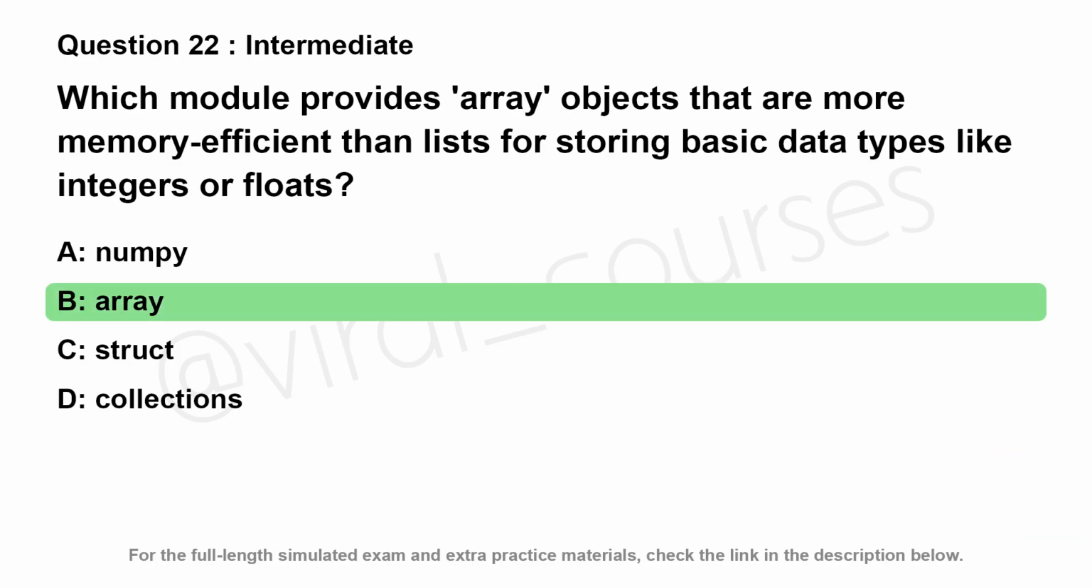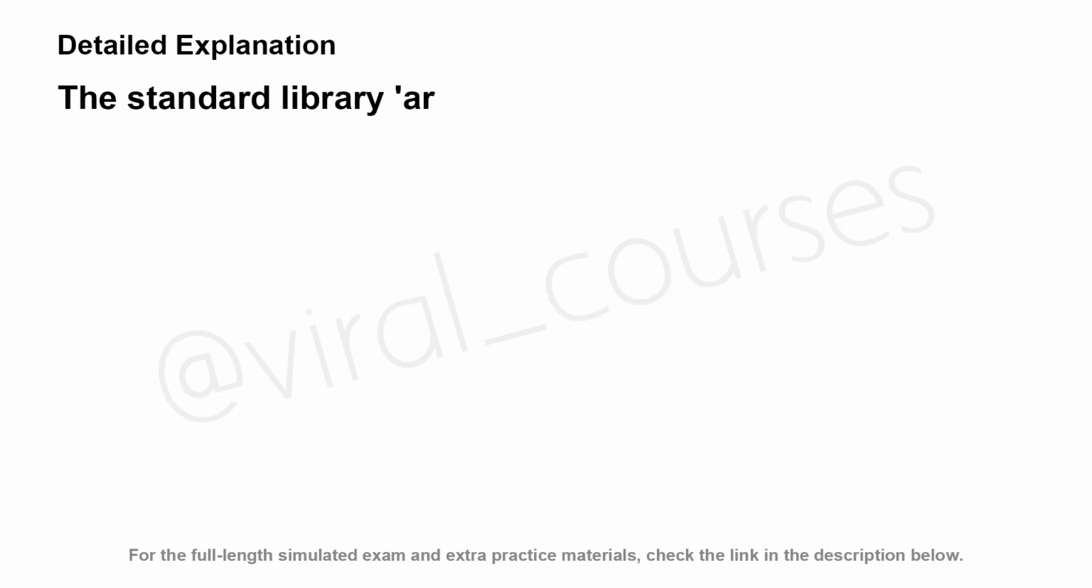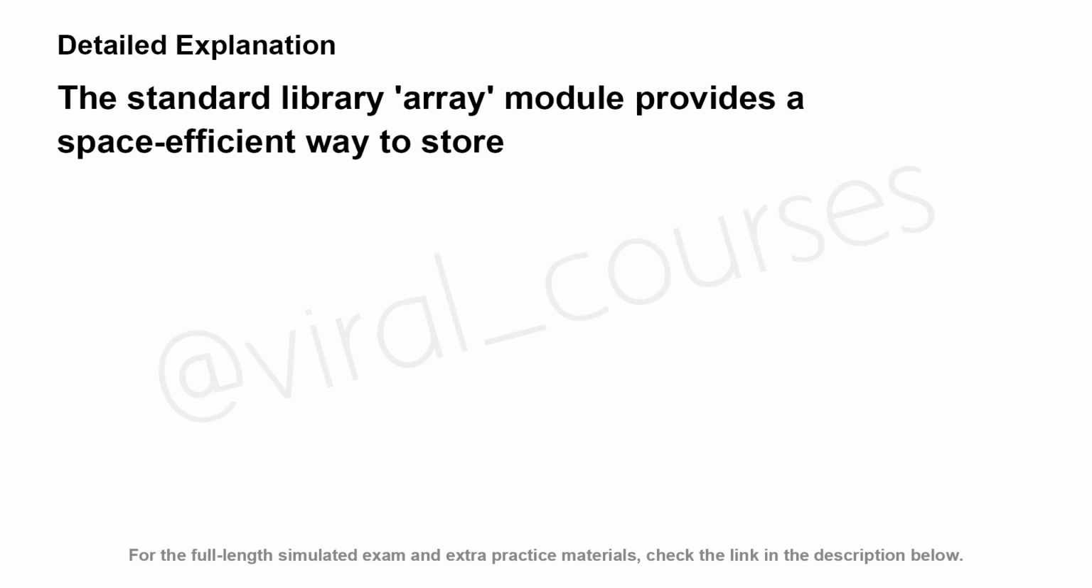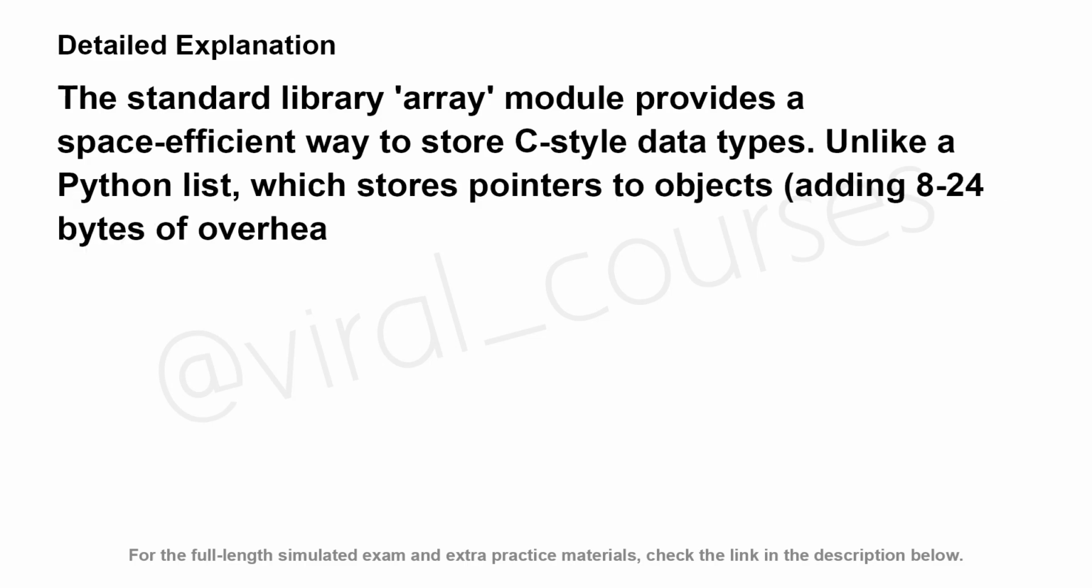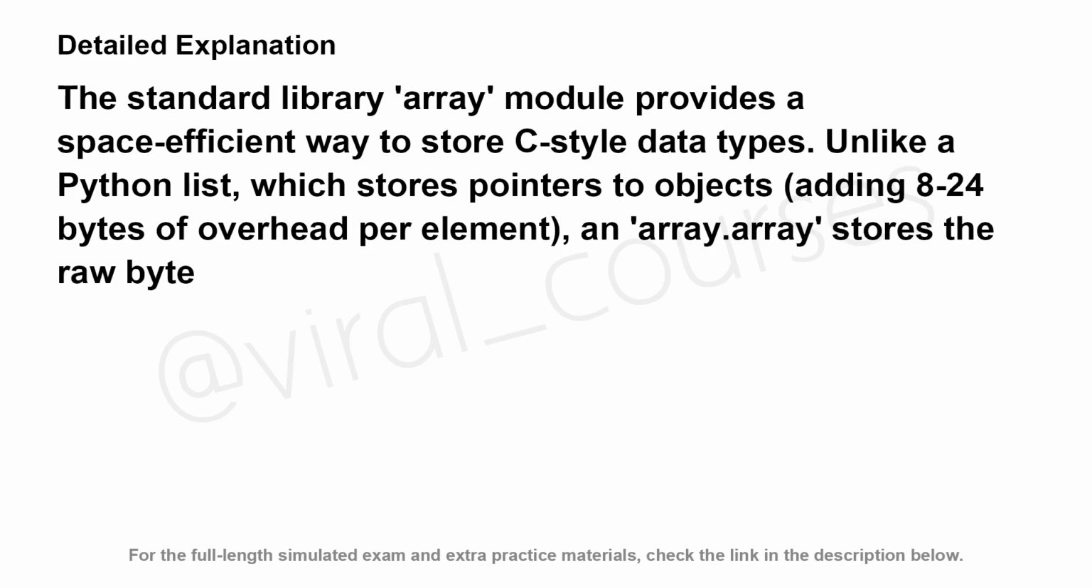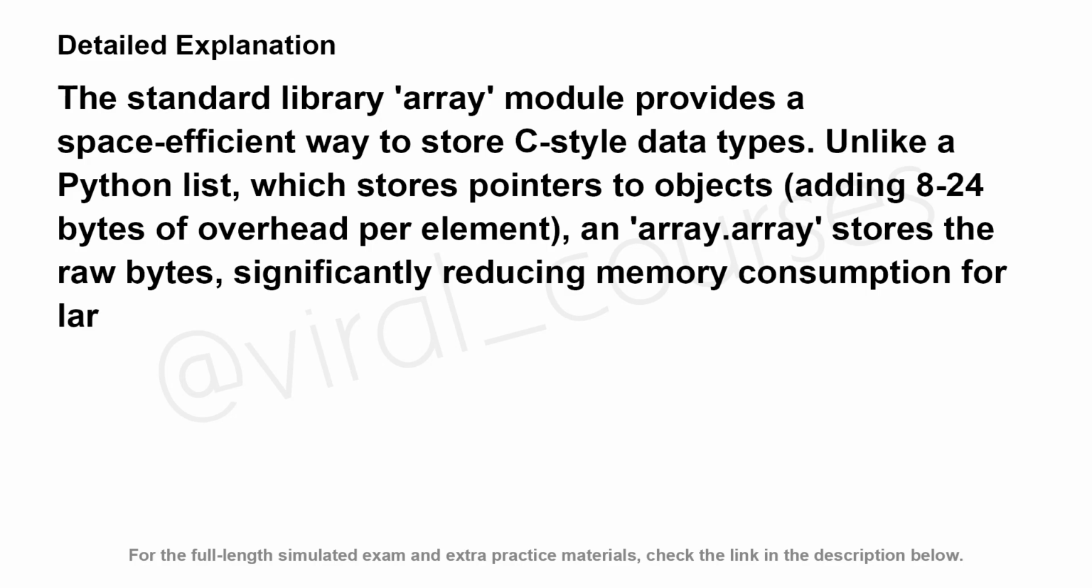The correct answer is B. The standard library array module provides a space-efficient way to store C-style data types. Unlike a Python list, which stores pointers to objects, adding 8 to 24 bytes of overhead per element, an array stores the raw bytes, significantly reducing memory consumption for large numeric sequences.